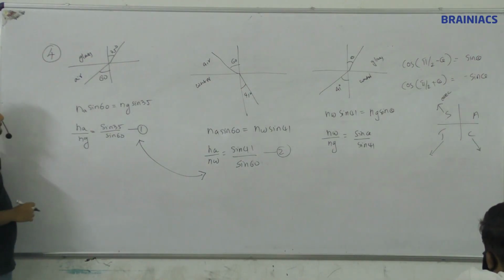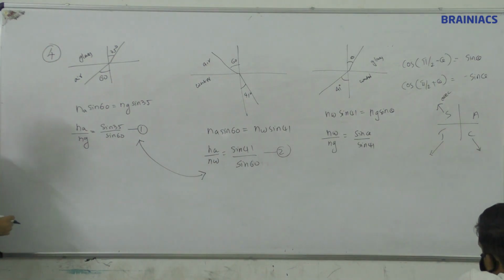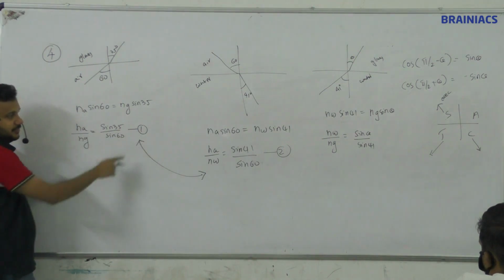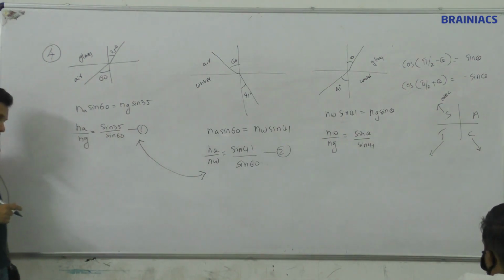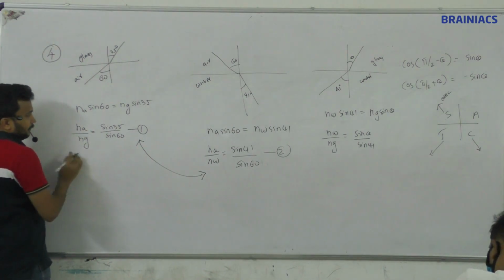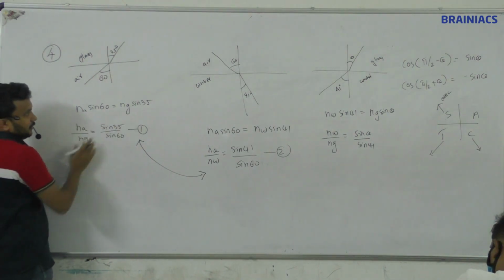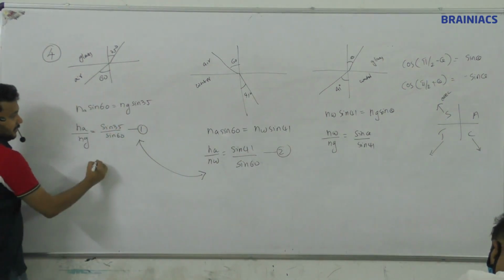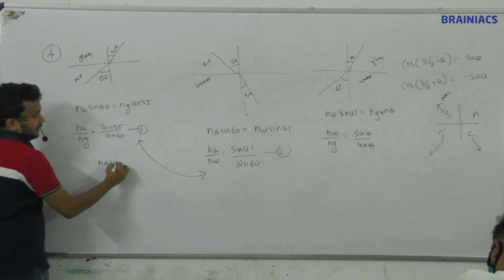Sir, in the first equation, n_a sin 60 and n_a sin 60 are equal. Above this, n_a sin 60 is the same, so we can equate these two. That is also possible. Here n_a sin 60 is equal to n_g sin 35.